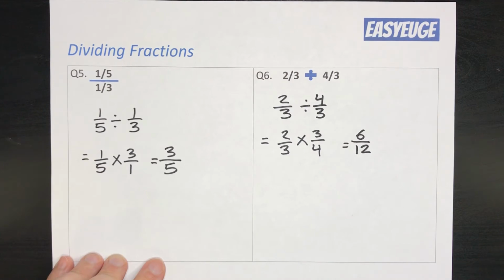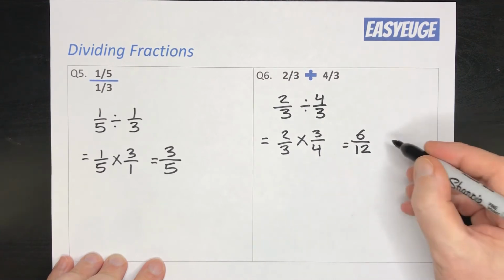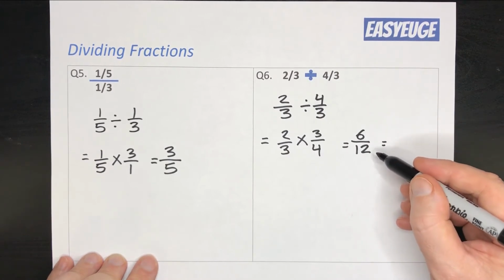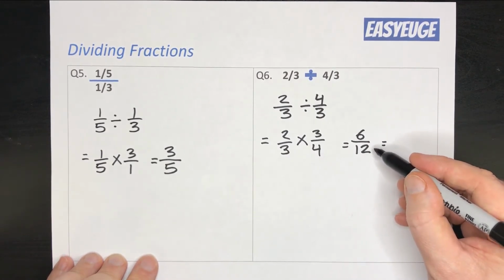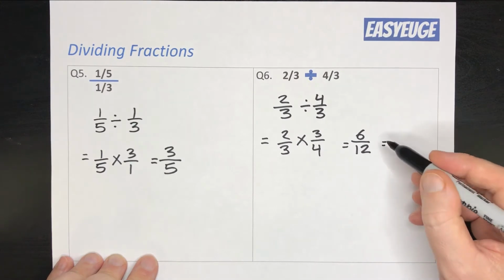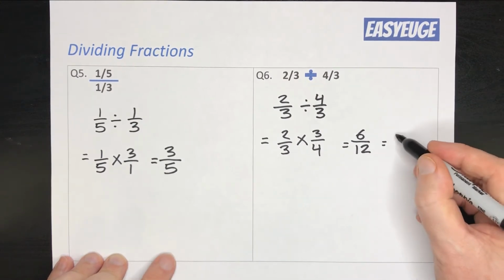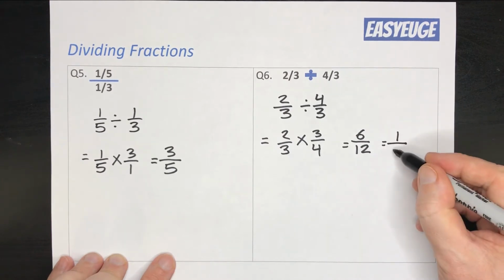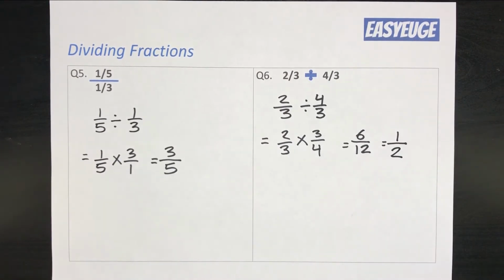And always look for the opportunity to simplify. What can we do to the top number that we can also do to the bottom number? So I think we can divide by 6. 6 divided by 6 is 1, and 12 divided by 6 is 2. So the answer is a half.